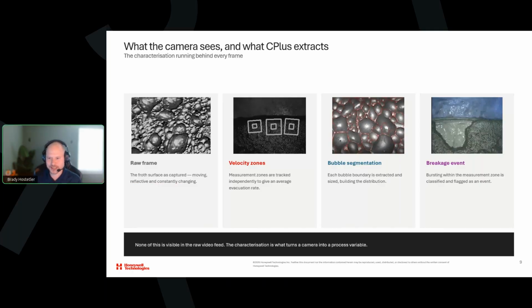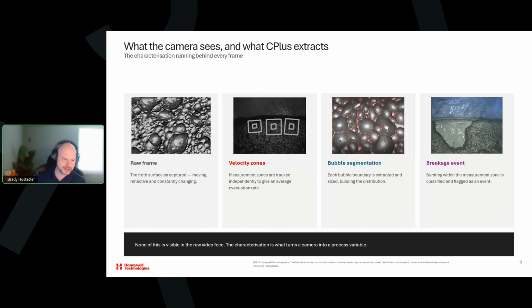Second, bubble segmentation, where every bubble boundary, you can see the red outlines a little bit there, is extracted and sized to develop a distribution. So the idea is to maximize the surface area of the bubbles to get the best extraction. And that's our point of segmenting these bubbles. On the far right, maybe you guys have seen this before. It's a breakage event inside the measurement zone of a froth cell. So this can be classified and flagged as an event for your operator.